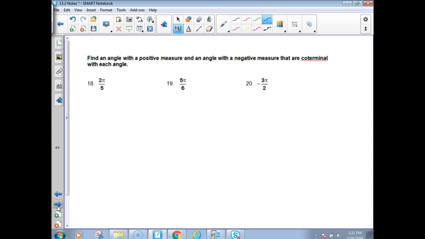All right, find an angle with a positive measure and an angle with a negative measure that's coterminal with each angle. Uh-oh, they're in radians. Guess what? Your answers have to be in radians. Do not convert to degrees.